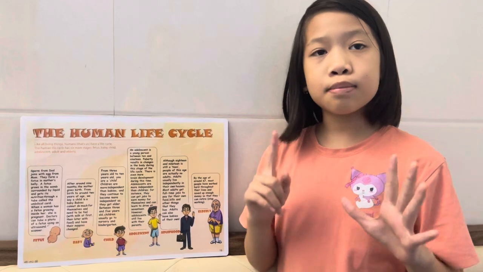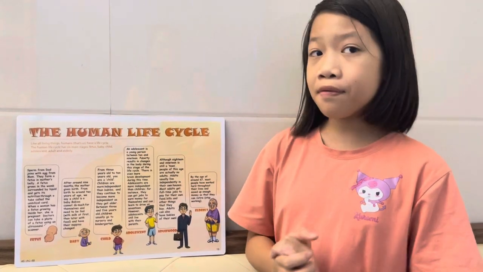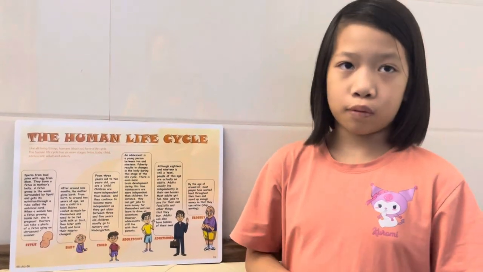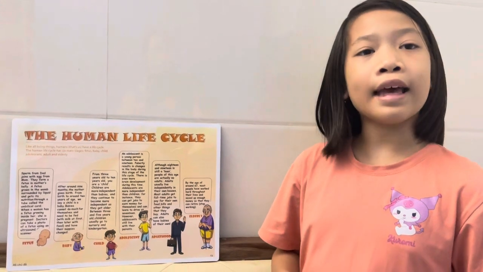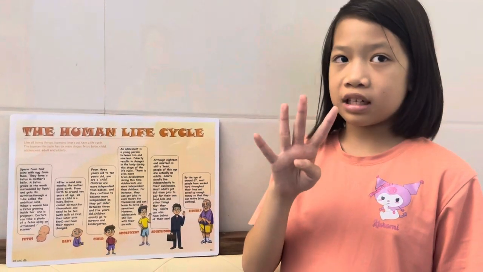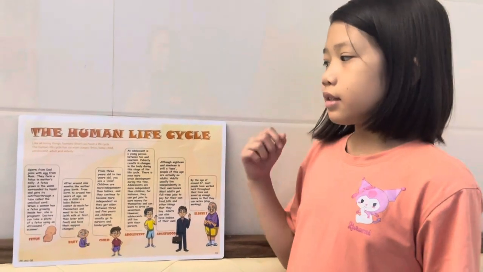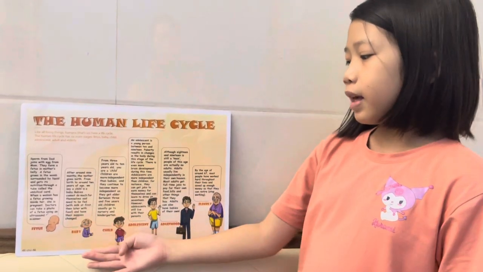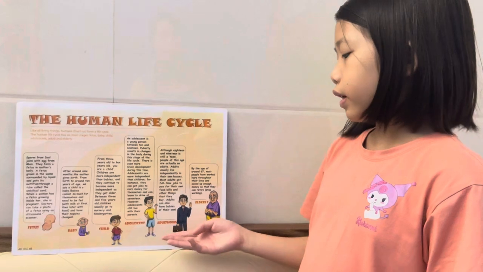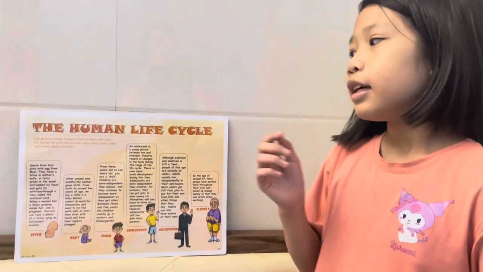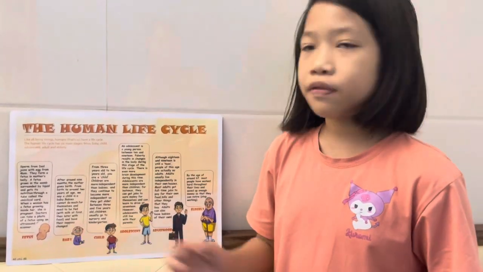We have six main stages, and that's really different from insects and other animals because they only have three or four stages, but we have six. It contains fetus, baby, child, adolescent, adulthood, and elderly. So, let's start with the fetus first.